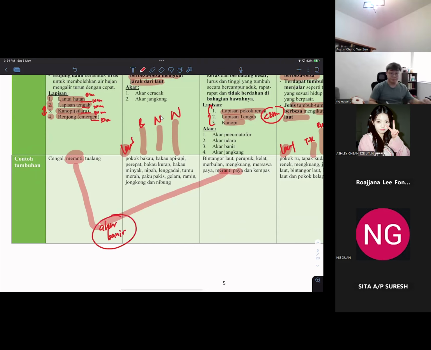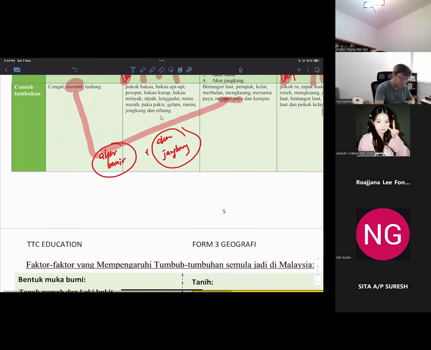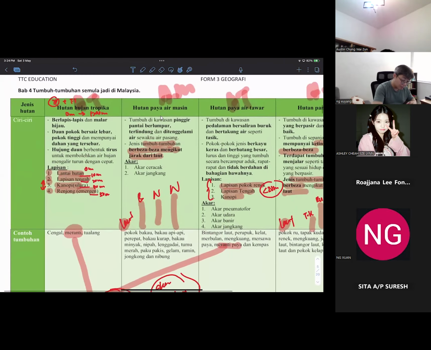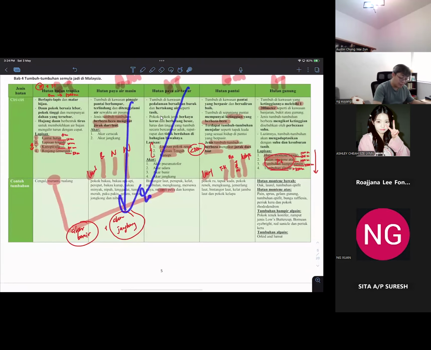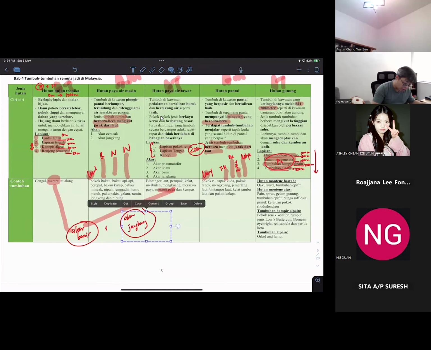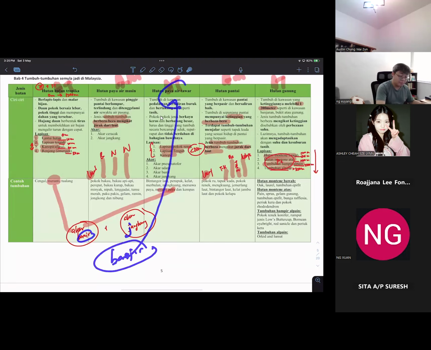What is akar banil? Similar with the another akar J. So what is akar J? Akar jangkang. So what is the root for the akar banil akar jangkang? So akar jangkang is for the hutan paya air masin and then the hutan paya air tawar. So this is your akar jangkang, I write in between. Because akar banil and akar jangkang trying to form another word. Banil plus the J here, jangkang the J, so it's going to form banjir. So what is banjir? Saliran bulu.